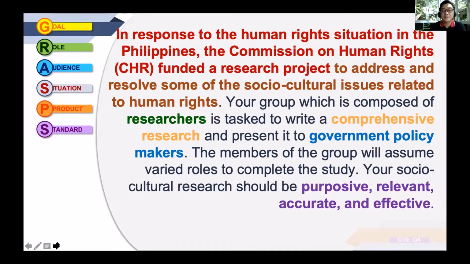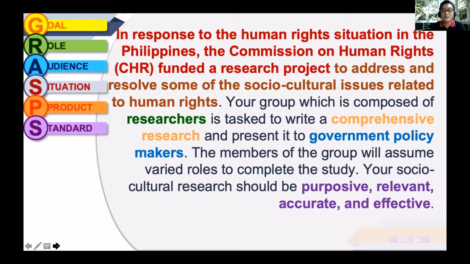But can this performance task be a product? Can this become an integrated performance task? All right, I'm highlighting the GRASPS, okay. Yes, as I asked you a while ago, can this become an intersubject product or performance task? Yes. Take a look at this improved version of that performance task.